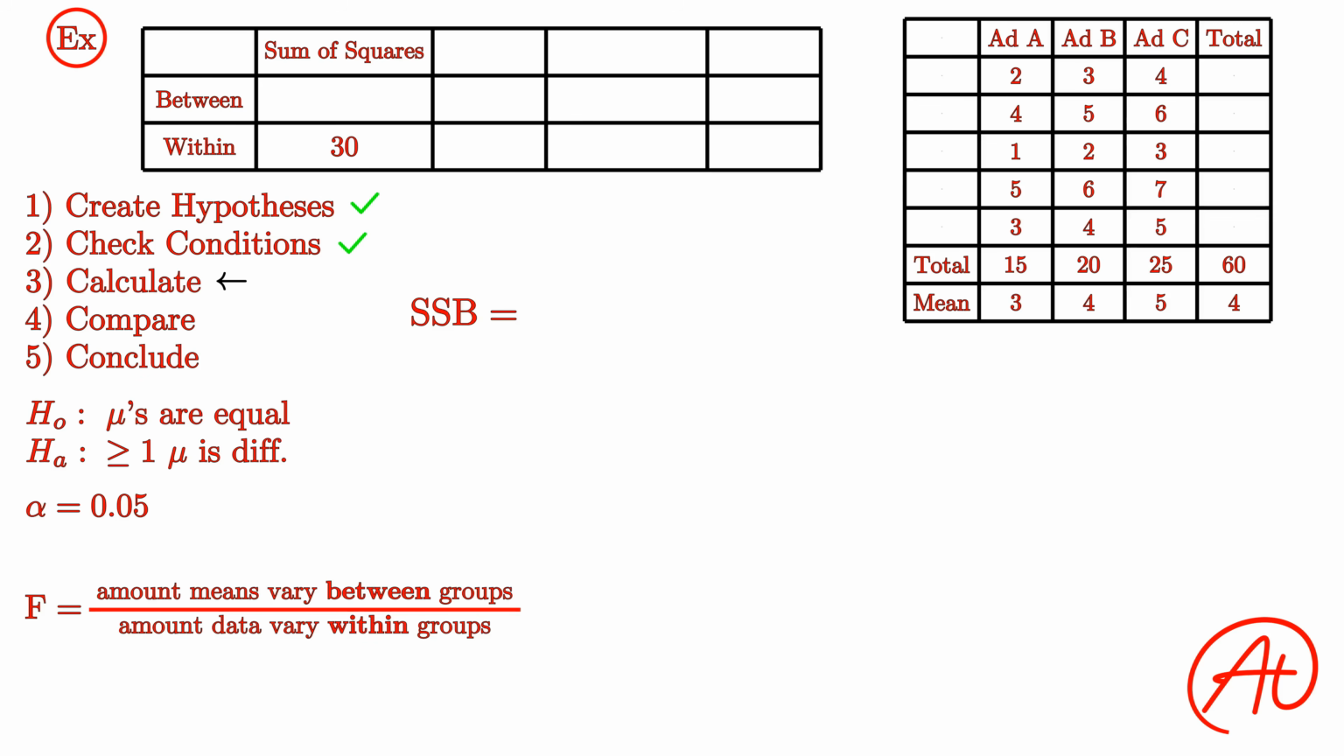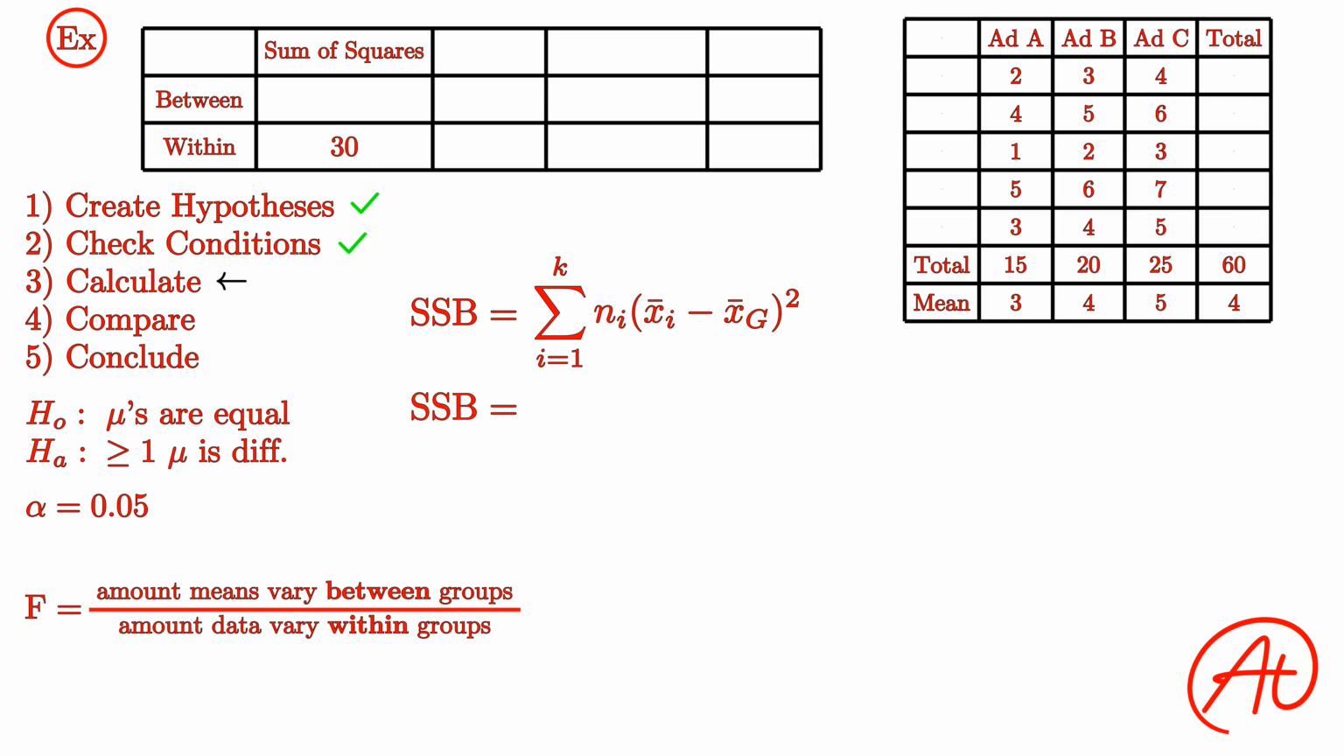The formal formula for this value would look like this, where k is again the number of groups, n sub i is the sample size of the group, x sub i bar is the sample mean of that group, and x sub g bar is the grand mean for the entire table.